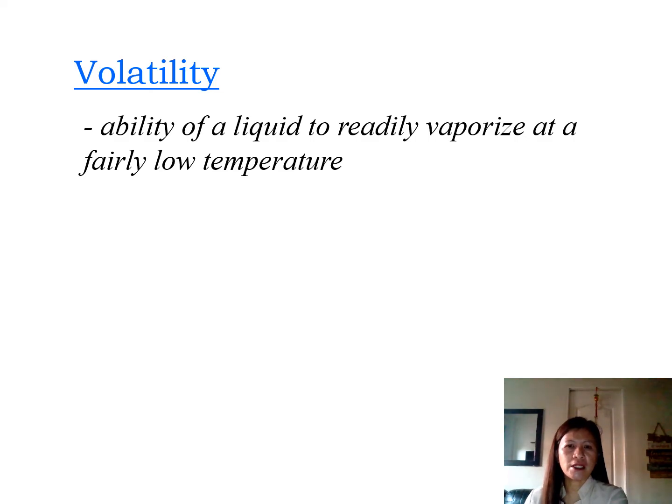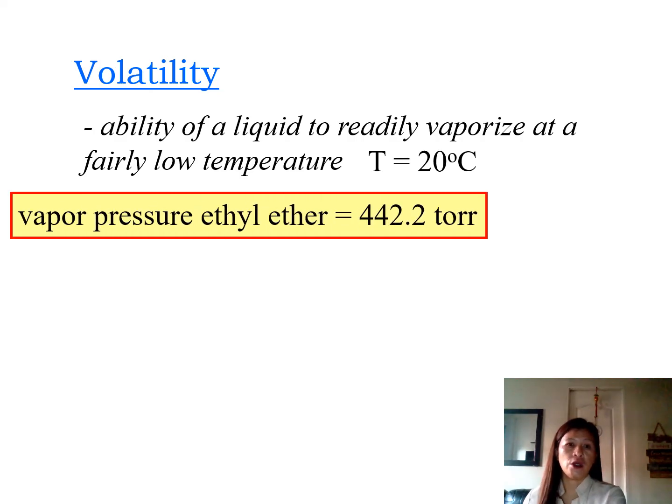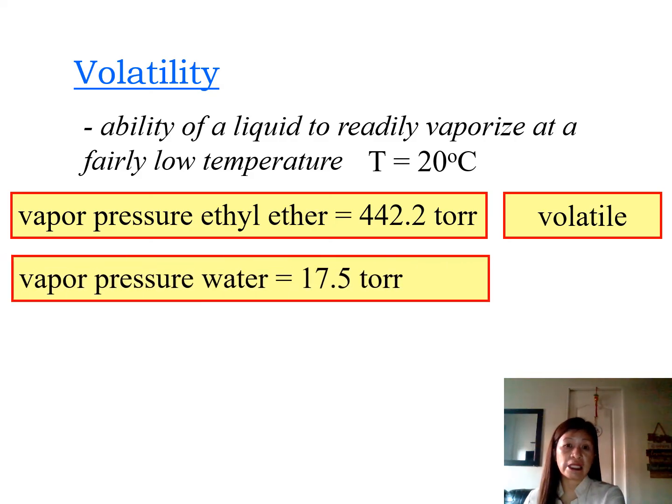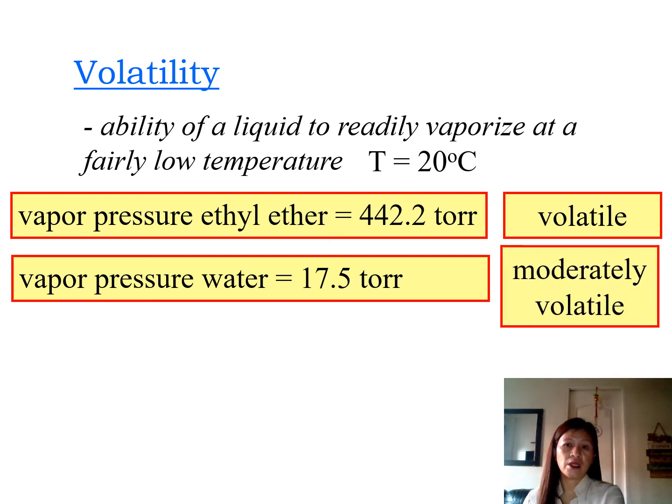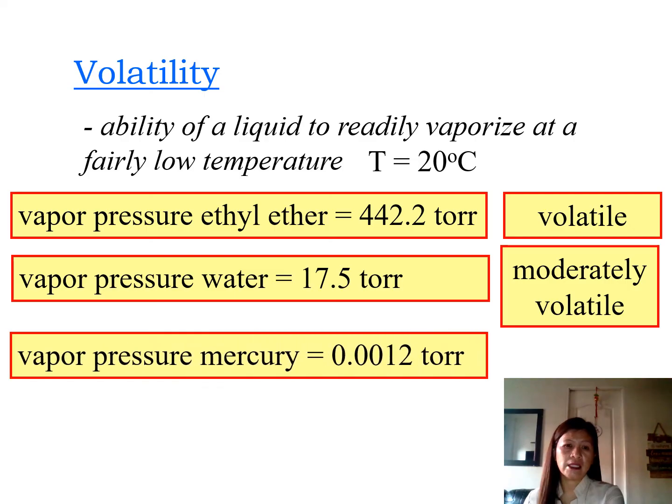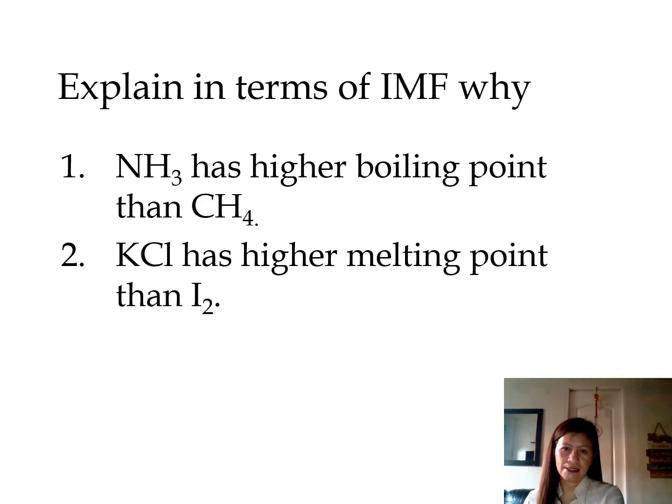Another property is volatility, the ability of a liquid to readily vaporize at a fairly low temperature, for example, 20 degrees Celsius. So vapor pressure of ethyl ether is 442.2 torr. So ethyl ether is volatile. Vapor pressure of water is 17.5 torr. It's only moderately volatile, and mercury is non-volatile.